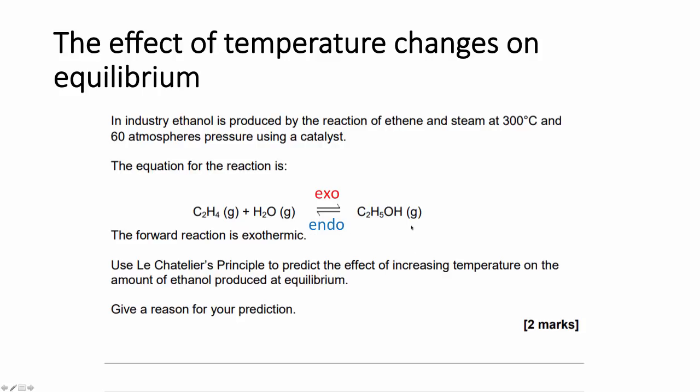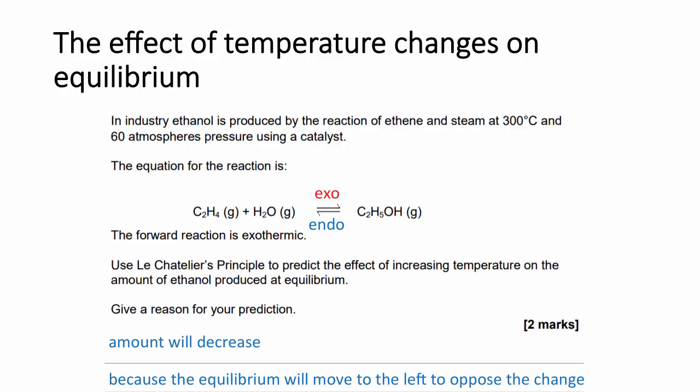The increased heat will be taken in by creating more of the reactants, and therefore the yield of ethanol will actually decrease as we increase the temperature. So the amount will decrease because the equilibrium will oppose the change. It will move to the left. Now, you might think to get the best yield, we would cool the temperature right down to minus 200 degrees. But of course, this will also affect the rate of reaction. So in practice, we need to have a compromise between the rate and the yield.